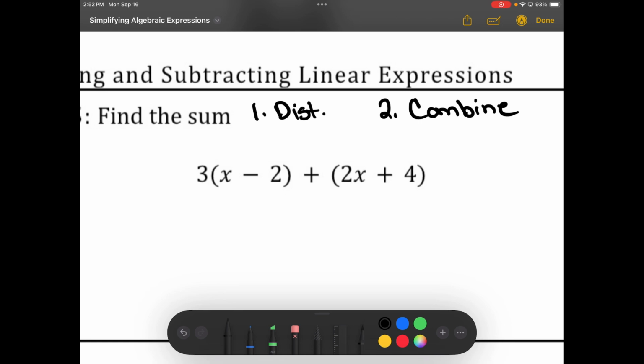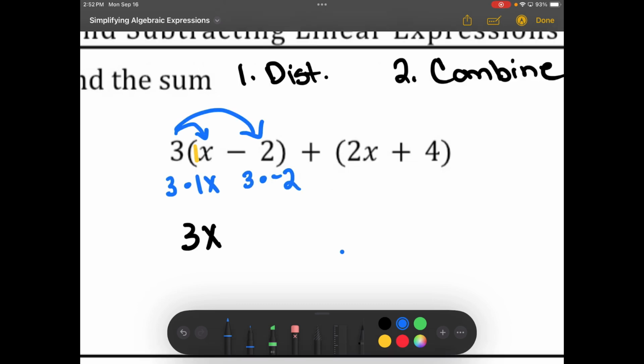Remember, when we talk about distributive property, there's a number in front that you have to multiply to the terms on the inside. Is there a number in front of the parentheses here? 3. Very good. We have to multiply that. 3 times, what's in front of that x that you cannot see? 1. So this is 3 times 1x, 3x. And then I have to go back and do 3 times negative 2, negative 6. So I'm just going to put minus 6.